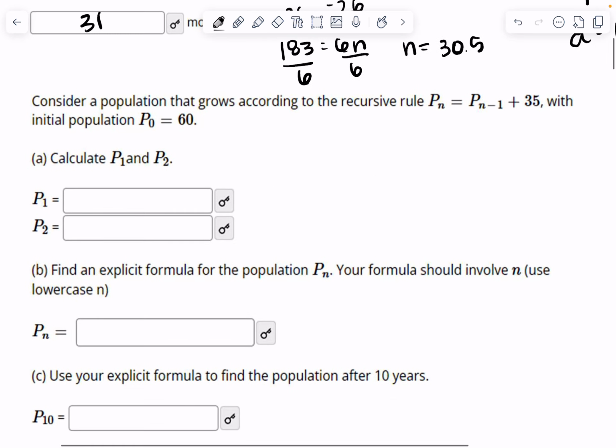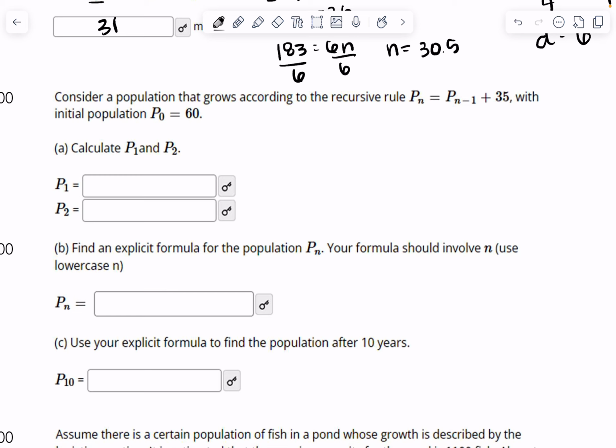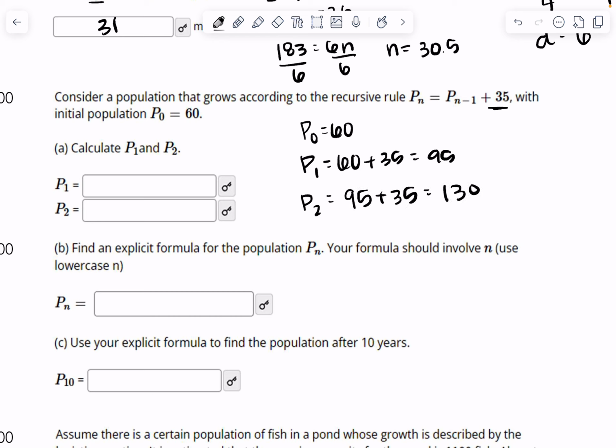Okay, the next one, a population grows according to this recursive rule with the initial population of P naught equals 60. The rule says that you're adding 35. So it's 60 plus 35, which is 95. And then the next year, P sub 2 is 95 plus 35, which is 130.